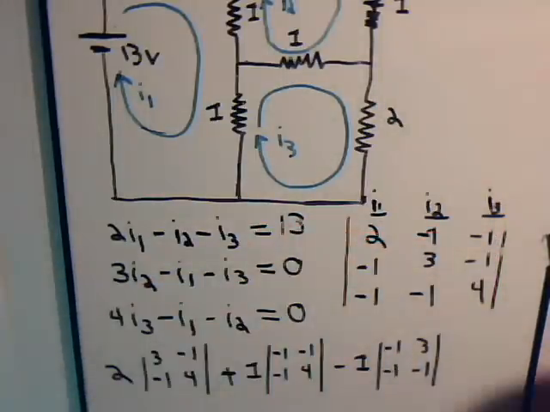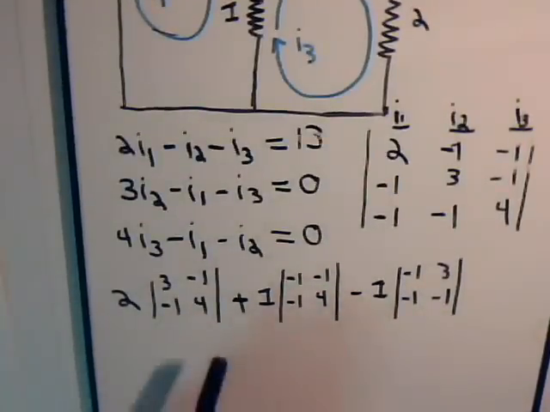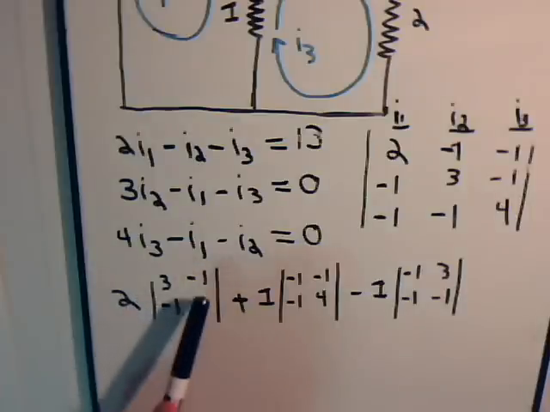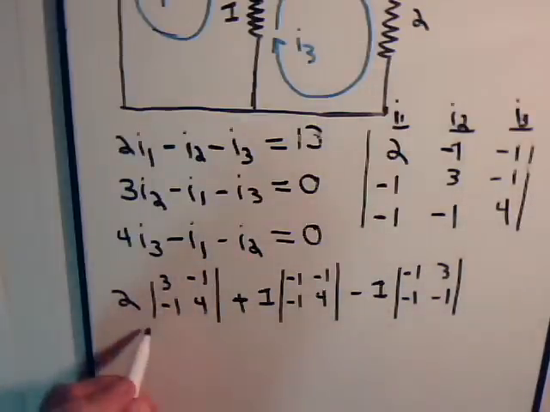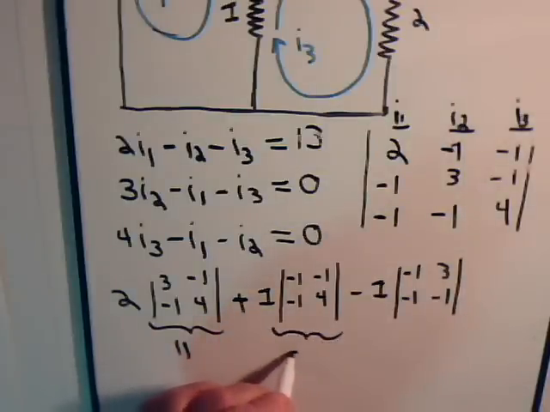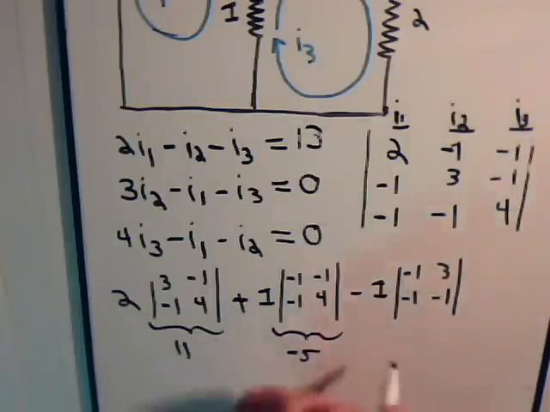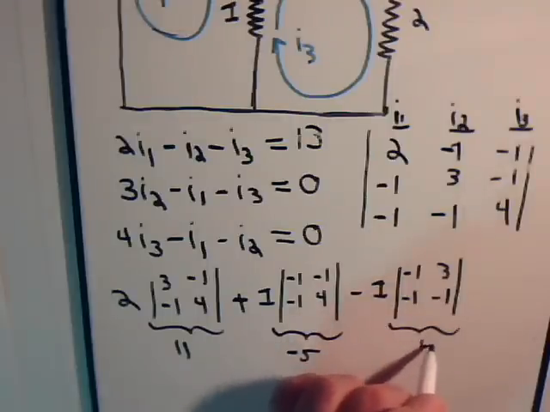Okay, so what we did was we took this determinant and we expanded it out using minors. Now, let's see, what's the value of this subdeterminant? Here we have 12 minus 1, that would be 11. Here we have -4 minus +1, that will be -5. And here we have 1 minus -3, that would be 1 plus 3, so this is 4.